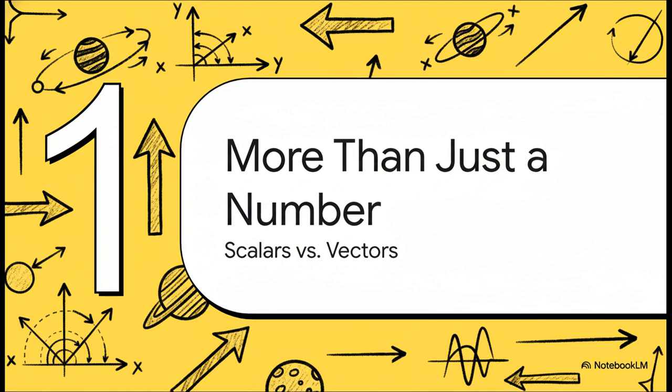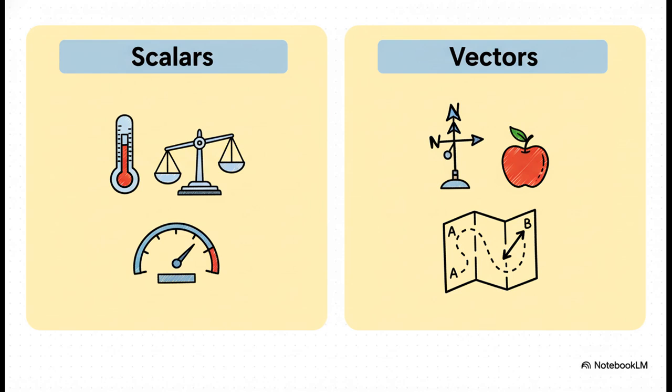Some things in physics need more, a lot more, than just a number to be fully described. And this slide, well, it lays it out perfectly. On the left, we've got scalars. These are the simple values we use all the time, like speed or temperature. But on the right, we have vectors, and they add that one crucial piece of information, direction. So it's not just 60 miles per hour, it's 60 miles per hour north. It's not just a 10 Newton force, which is just a fancy way to say a push or a pull, it's 10 newtons down. You see?